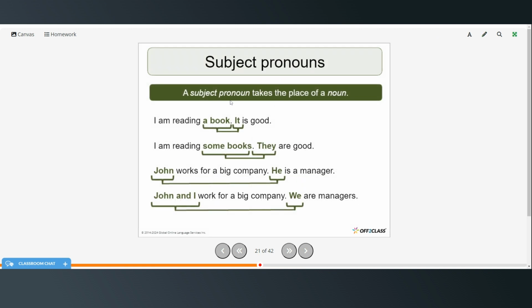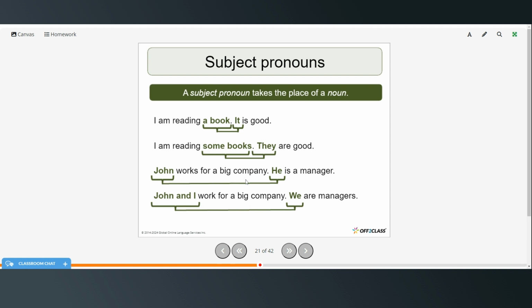Okay, so a subject pronoun takes the place of a noun. I am reading a book. It is good. So here, it takes the place of the noun a book. I am reading some books. They are good. So some books is a plural noun, and so we have to use the plural pronoun they to take the place of some books.